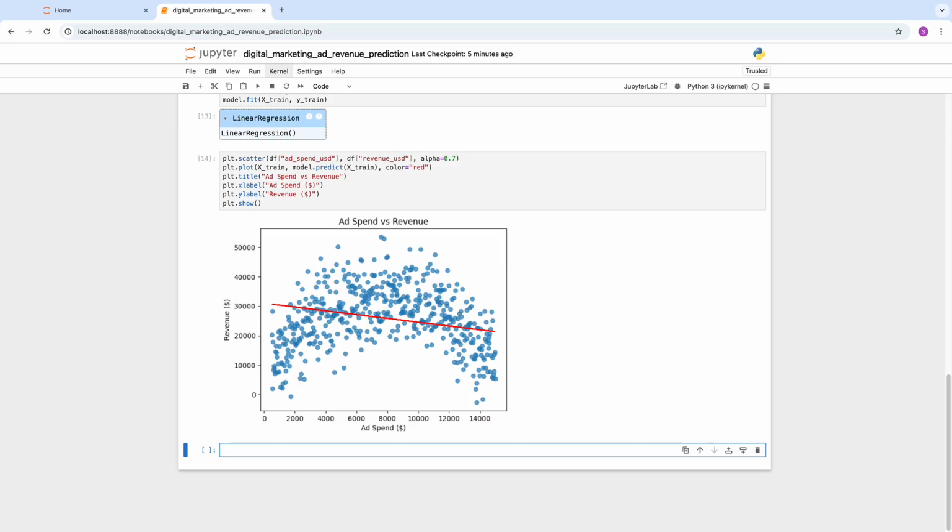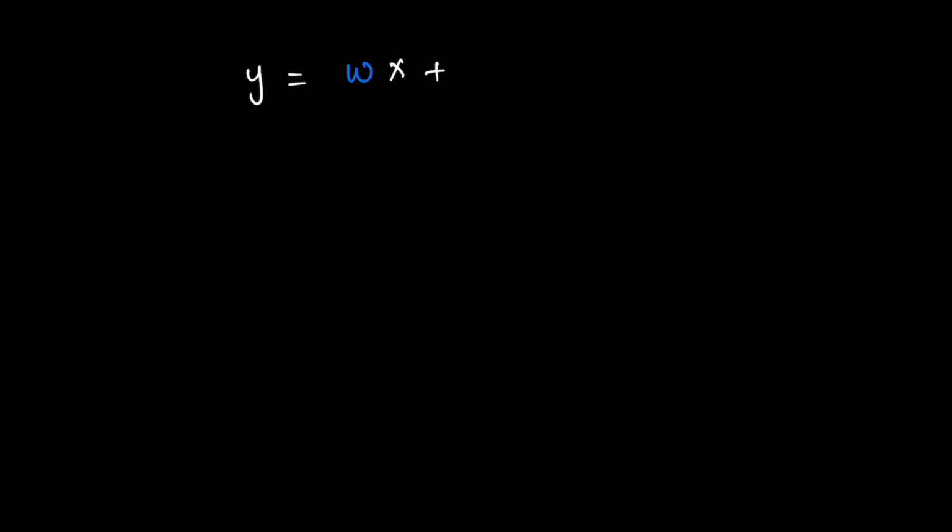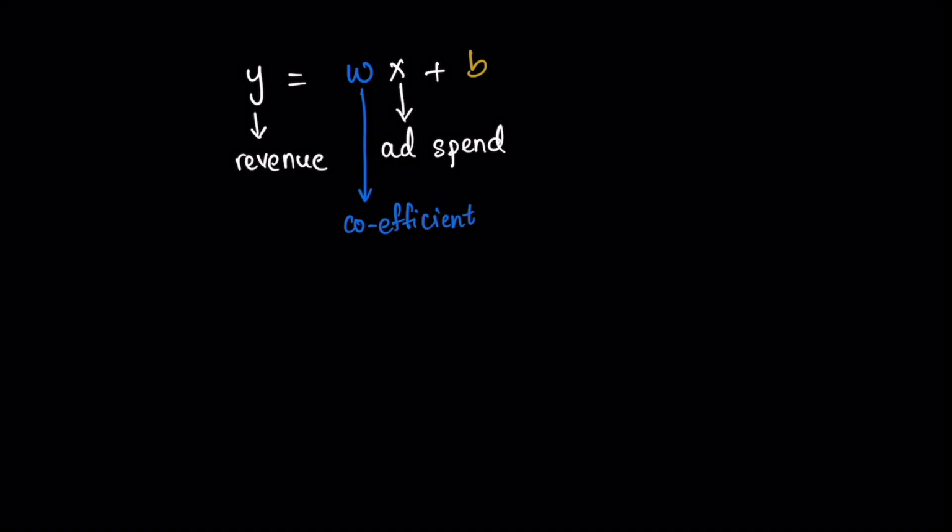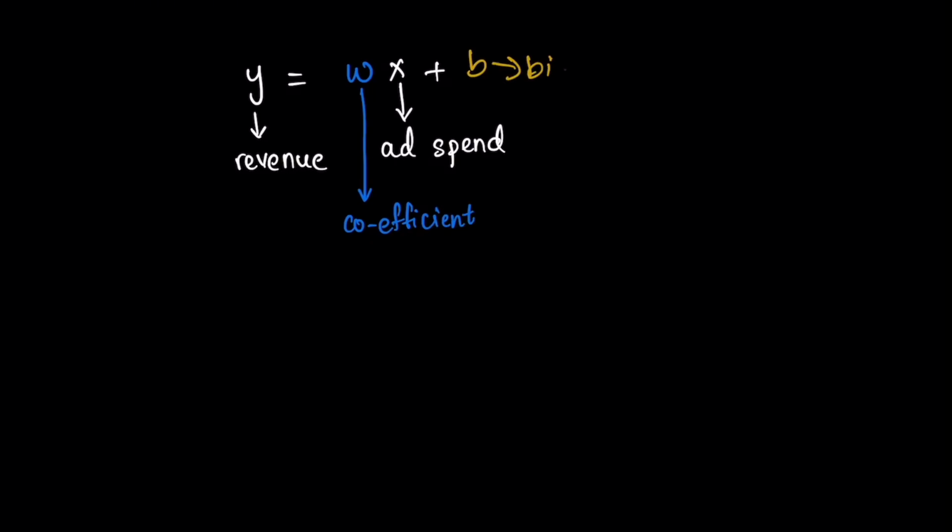Before moving on, let's quickly remind ourselves what the linear regression model is doing under the hood. The formula looks like y equals wx plus b. Here y is the prediction, which in our case is the revenue. X is the input feature, the ad spend, and W is the weight or the coefficient that tells us how strongly ad spend influences the revenue. Finally, B is the bias term, which shifts the line up or down.